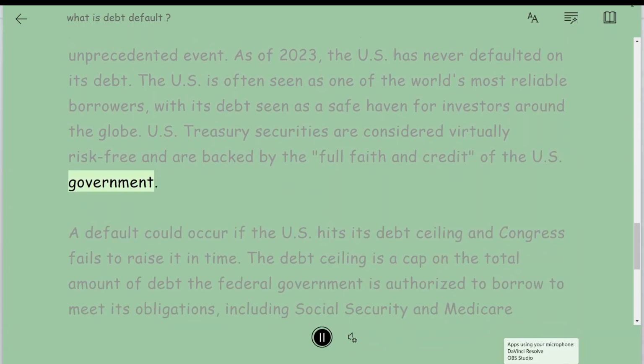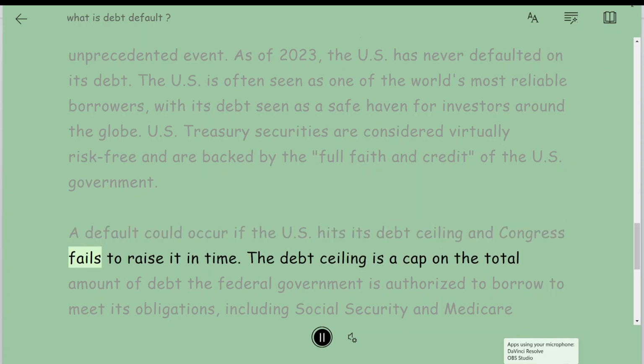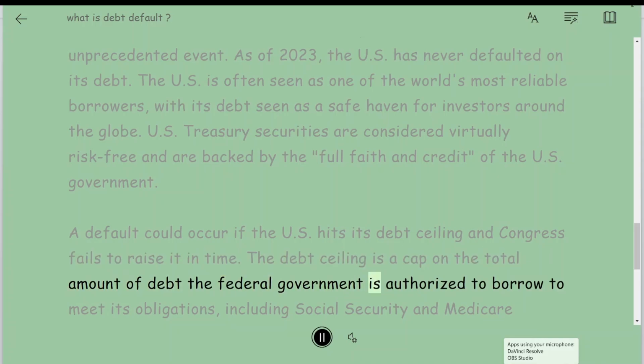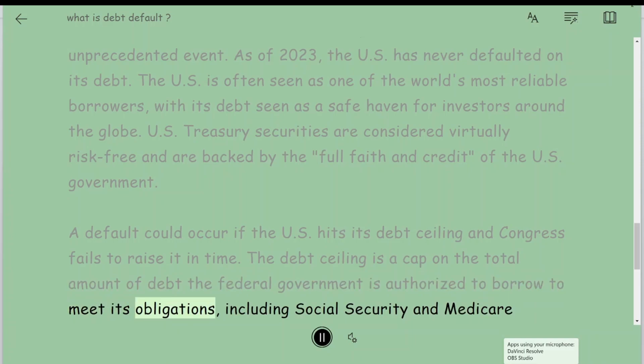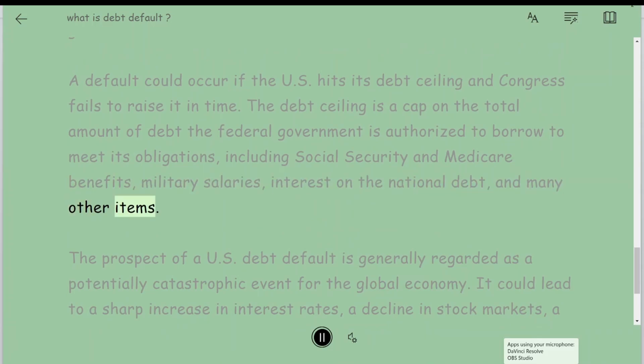A default could occur if the U.S. hits its debt ceiling and Congress fails to raise it in time. The debt ceiling is a cap on the total amount of debt the federal government is authorized to borrow to meet its obligations, including Social Security and Medicare benefits, military salaries, interest on the national debt, and many other items.